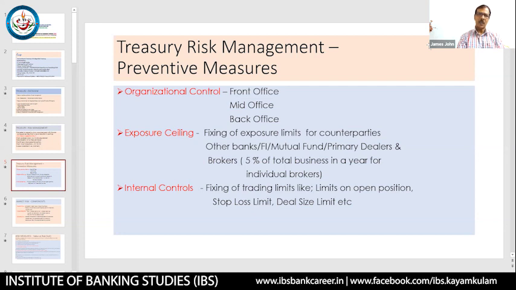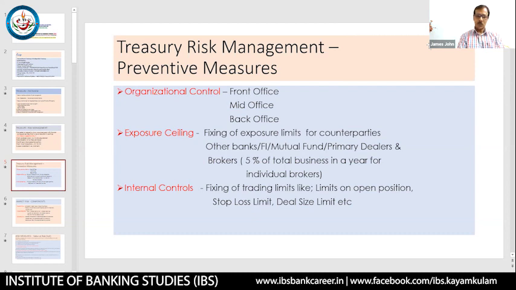Second is exposure ceiling. Exposure ceiling means every bank fixes the limit for counterparties. Suppose State Bank of India fixes certain limits. What is the maximum they can have transaction exposure with other banks, with other financial institutions, with mutual funds, with primary dealers, and with brokers. And for brokers, there is a restriction, 5% of the total business in a year for an individual broker. That means for an individual broker, you can give only a maximum of 5% of the total business the bank has done in a particular year. That is a restriction. Questions can be asked on that. What is the limit for broker?